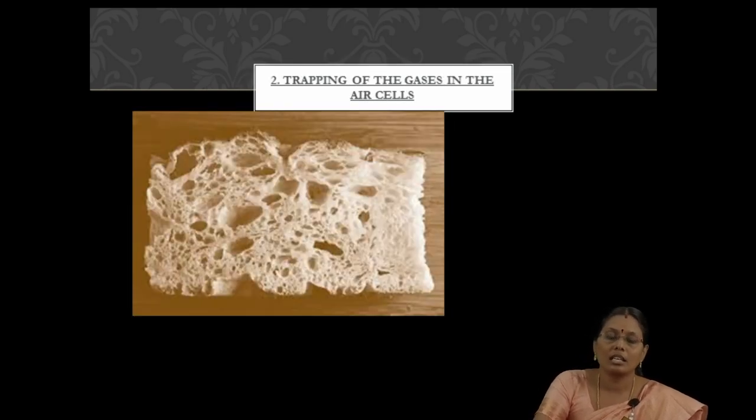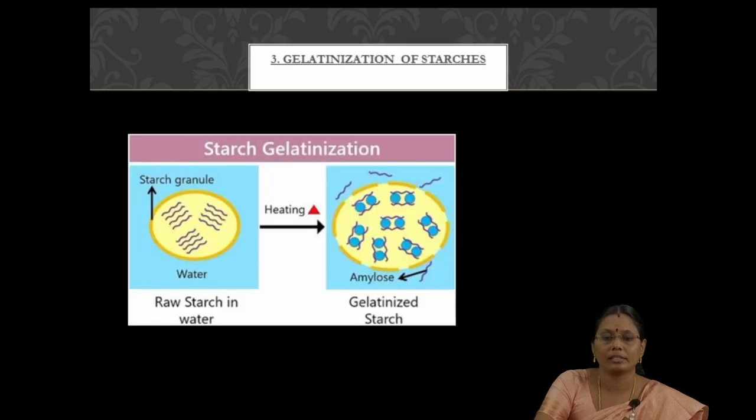Then next one is the trapping of the gases in the air cell. After the formation and expansion of gas, the formed gases are trapped in the protein present in the dough. That is the protein called gluten and then egg protein, that trap the gases present in the dough. Without this protein, the gases would escape and the product would collapse.